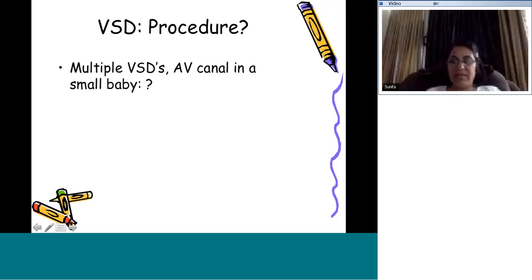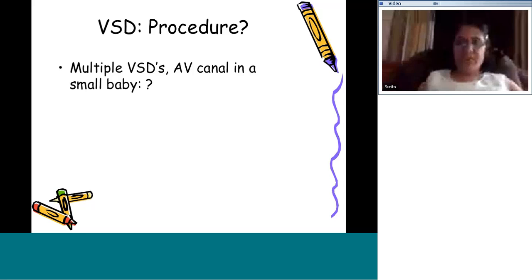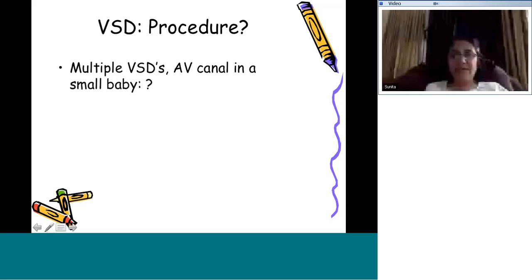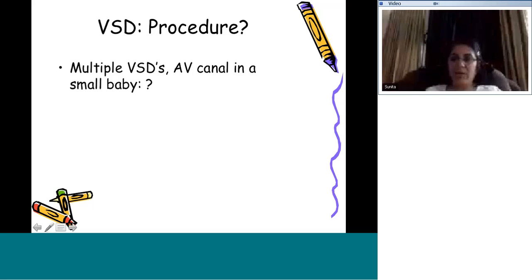Now, if you have multiple VSDs, or if you have an AV canal and a small baby, what would be the procedure you would do? If it's Swiss cheese septum or AV canal and a small baby, what would be the procedure? You could do a PA band. So you reduce the flow to the lungs, to drop the pulmonary artery pressure, so the baby doesn't get Eisenmenger's while you wait. And then when the baby is a little bigger, you tackle the AV canal, or once some of the VSDs have gotten smaller, you tackle the remaining ones.